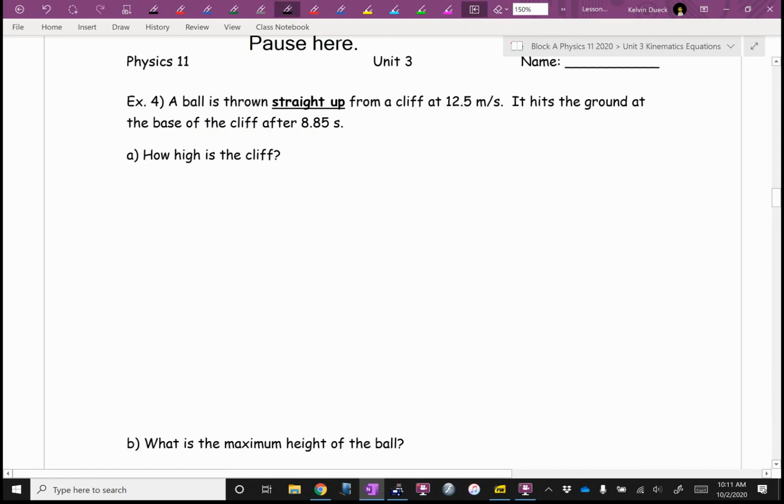Cool. Okay. Camille, what's A want me to find? Good. We're going to get a displacement, I'll bet you. Are we ending up above or below from where we started if we end up at the base of the cliff? We're going to get a negative answer. What's that 12.5? Which one? Yep. What's that 8.85?